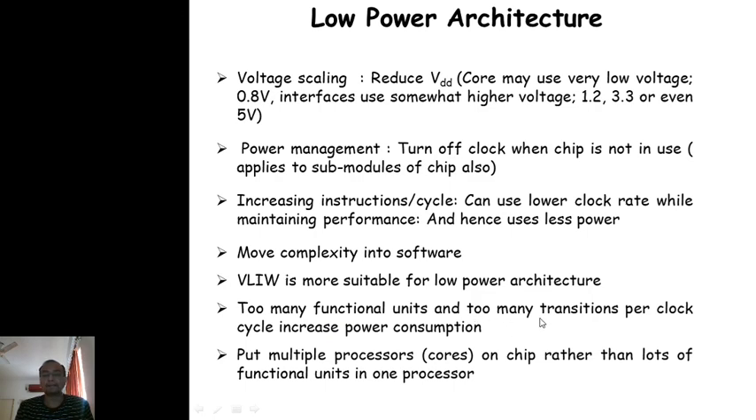Too many functional units and too many transitions per clock cycle increase the power consumption. We have already discussed it. Now put multiple processors or cores on a chip rather than lots of functional units in one processor. If you need a very sophisticated processor with many functionalities, instead of increasing the functional units in one processor, increase the number of cores, and these cores can operate in parallel. You might have heard the names Core i3, Core i7, where there are many processor cores operating in parallel. So we can manage the power very easily.